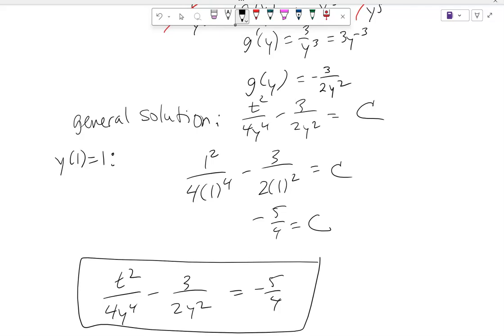Yes, Trace. Is that an explicit solution? It is not an explicit solution. That's an implicit solution. This was implicit because we did not explicitly solve it for y. It's not in the form of y equals something in terms of just t. Oh, okay. Yeah. So if you solve for y, right? Yes, if you do, that's correct.